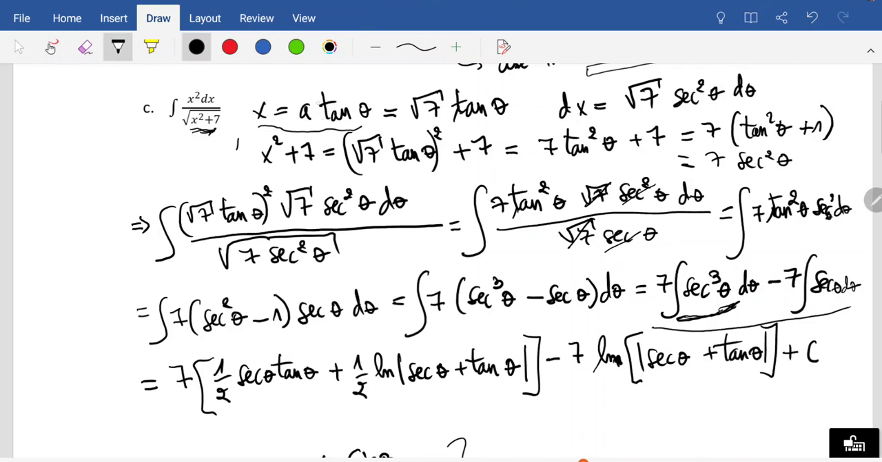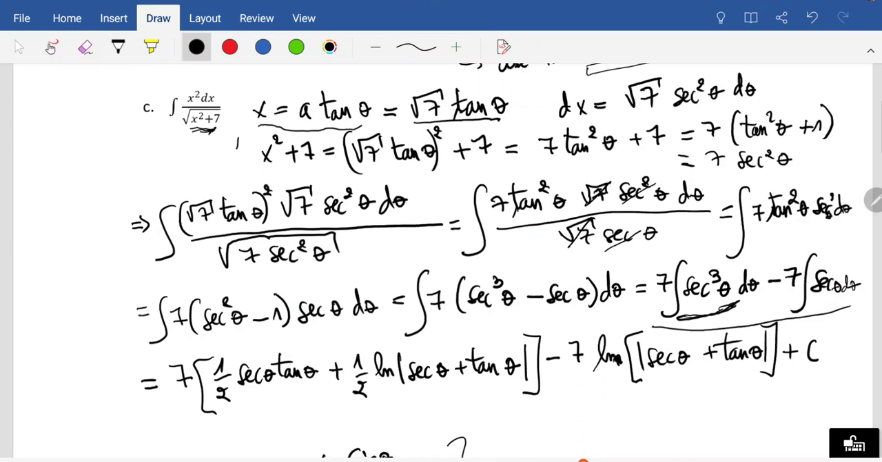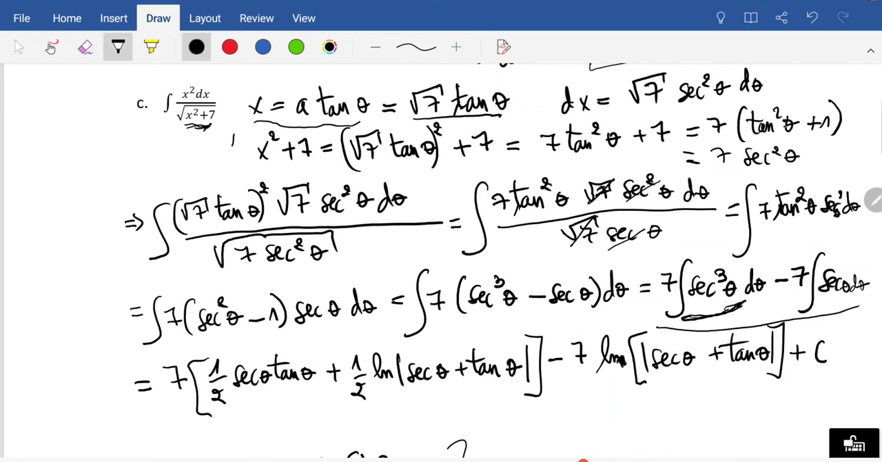And obviously, since we have x squared plus 7, we know that 7 is just the square root of 7 squared. So our a is just root 7. So we have root 7 multiplied by tan theta, right? Now that we have that, our dx will be equal to root 7 multiplied by sec squared theta, right?